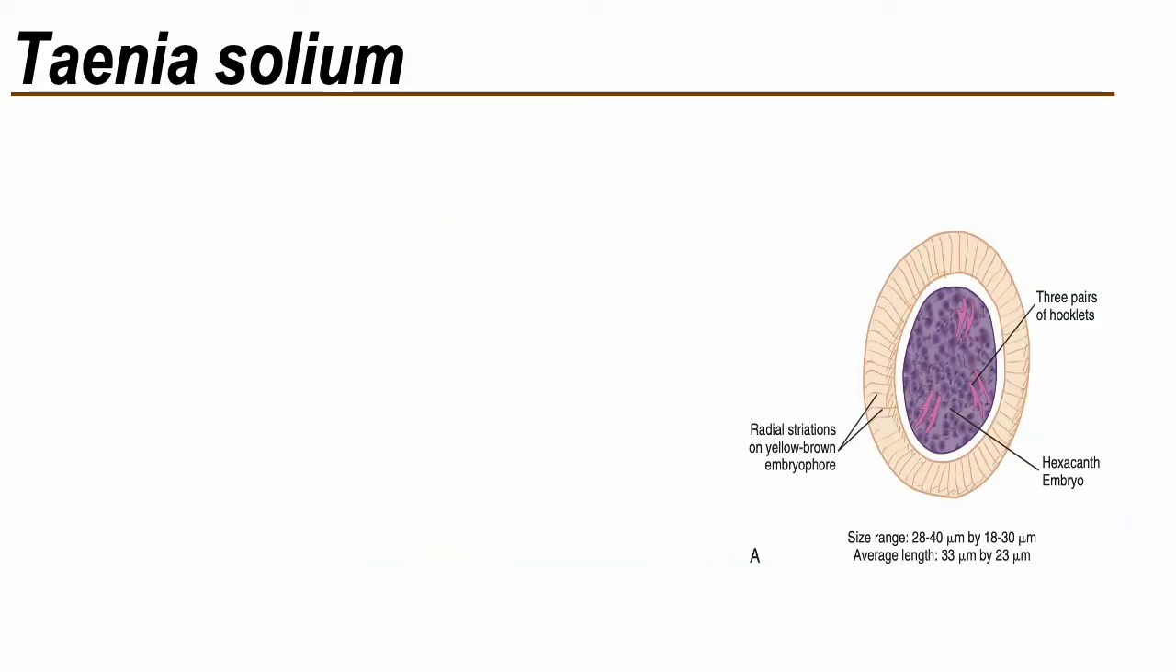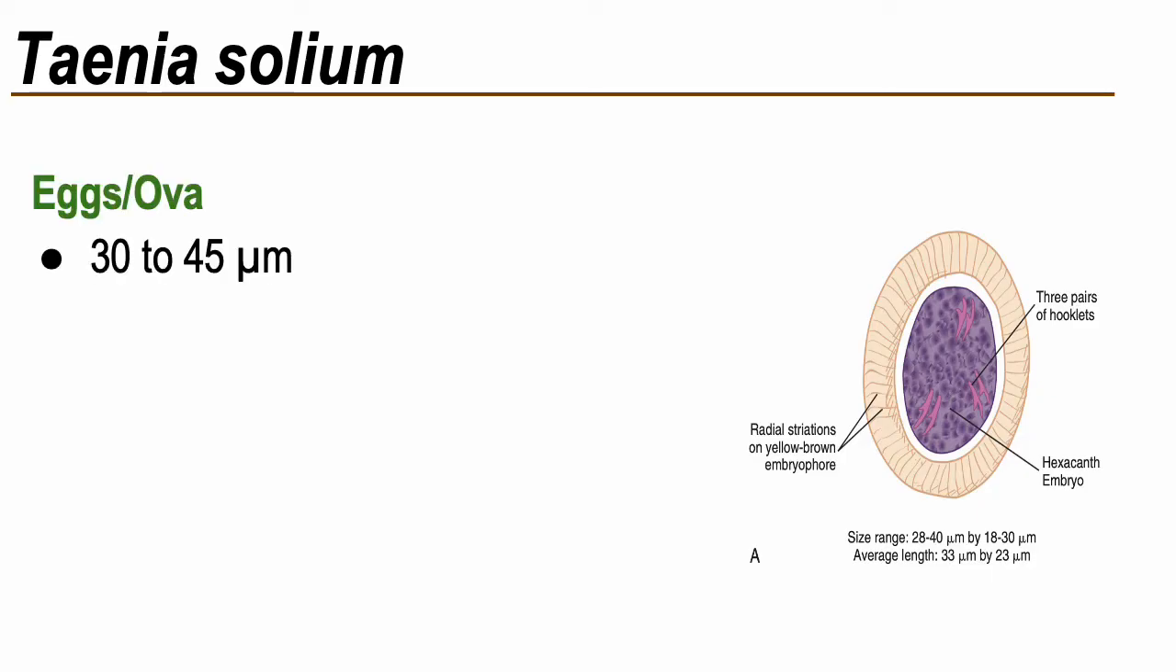So now let's talk about the eggs or ova of Taenia solium. For Taenia species, the eggs are indistinguishable. That means they have similar eggs. That's why it's not as important to diagnostically identify the parasite based solely on their eggs.